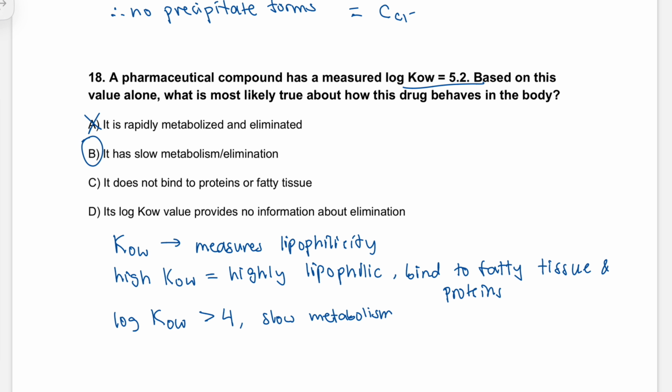So that means A is incorrect. And this means that it's highly lipophilic, so it will bind to proteins or fatty tissue. And this does provide us information about elimination.